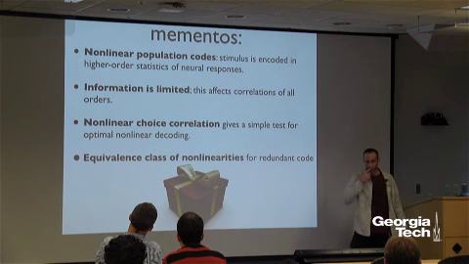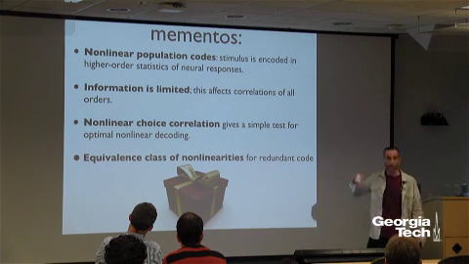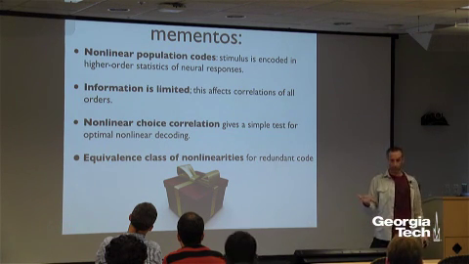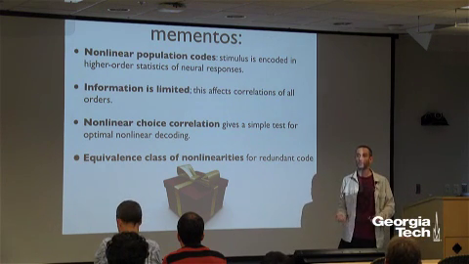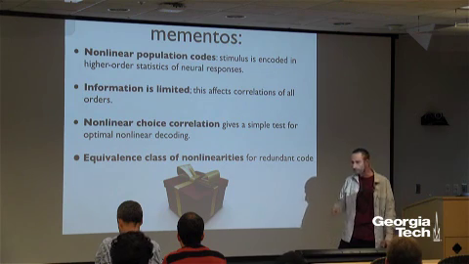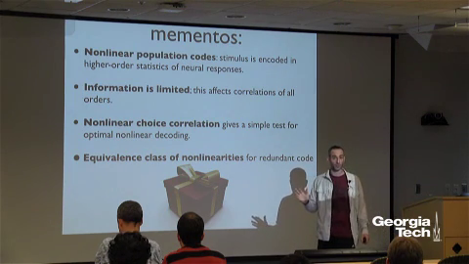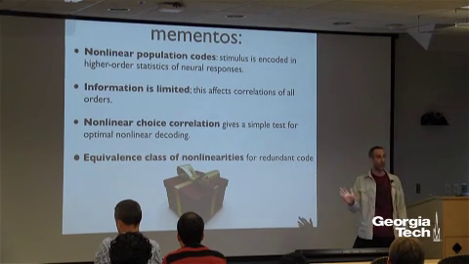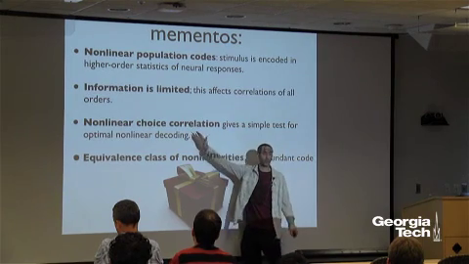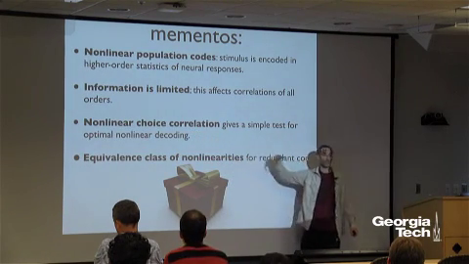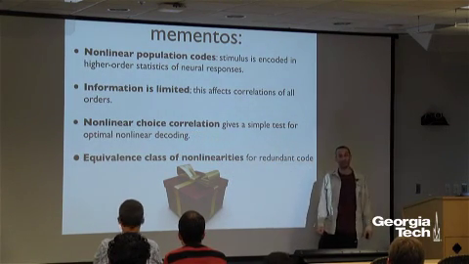So these are the things that I want you to take home, your mementos. There are such things as nonlinear population codes, and that's when the stimulus is encoded in higher order statistics of neural responses, not just the means. Information is going to be limited in your brain because of the sensory population, and this is going to affect correlations of all orders. And we have a nonlinear choice correlation, which is a new statistic that we can use to test for optimal nonlinear computation.